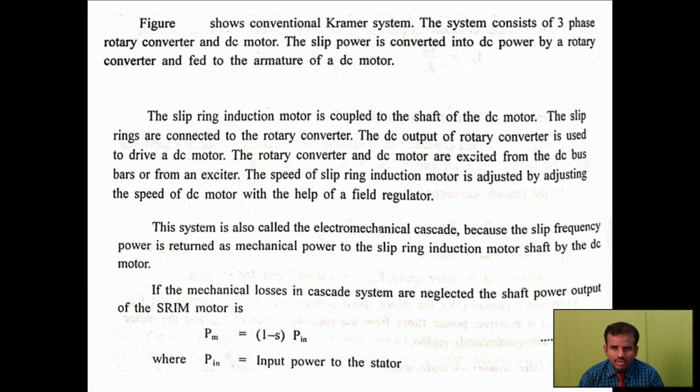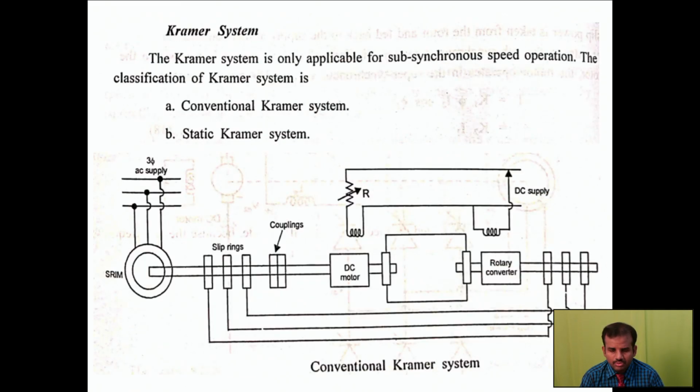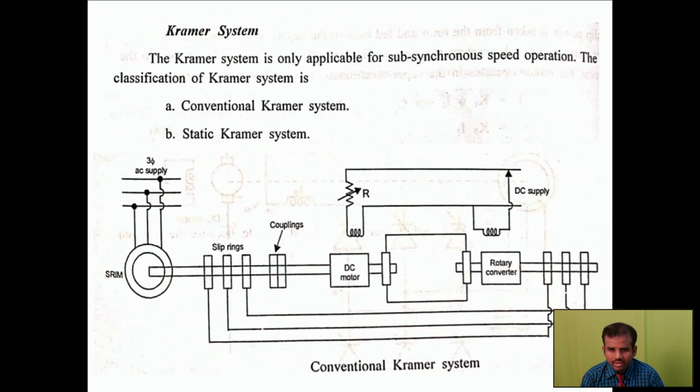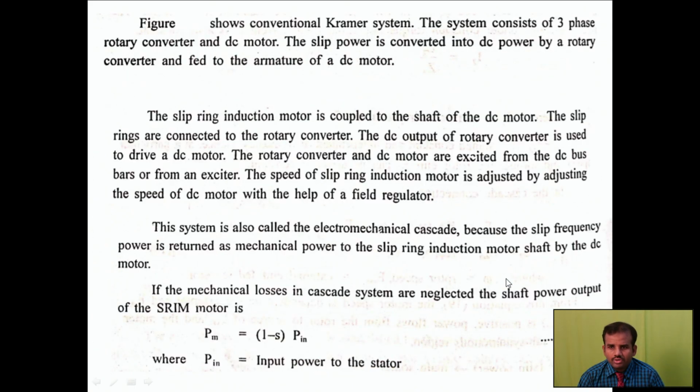So the slip ring induction motor is coupled to the shaft of the DC motor by using this coupling shaft. Okay, so the slip rings are connected to the rotary converter. The DC output of the rotary converter is used to drive the DC motor. So the rotary converter and the DC motor are excited from the DC bus bar or from an exciter.